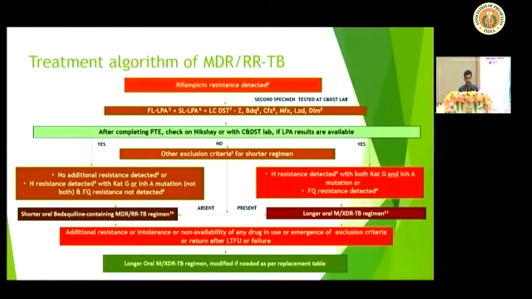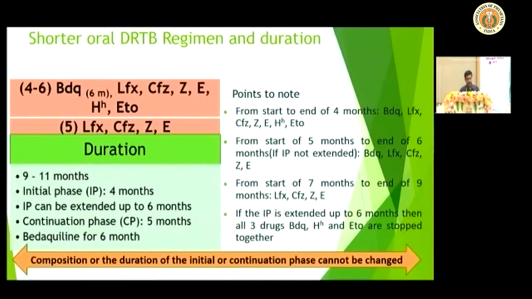Treatment algorithm, MDR or RR-TB, I have already discussed. RR detected. If no additional drug resistance, we can go for shorter all oral. If additional drug resistance, we should go for all oral longer. This is the shorter oral DRTB regimen containing bedaquiline: 4 to 6 months of IP with bedaquiline, levofloxacin, clofazimine, pyrazinamide, ethambutol, high dose INH and ethionamide, and 5 months CP with levofloxacin, clofazimine, pyrazinamide, ethambutol.